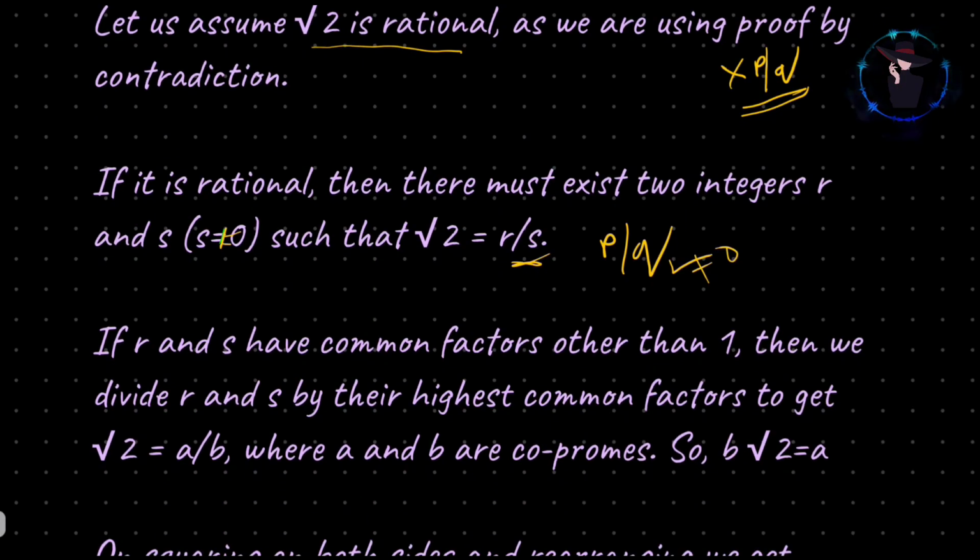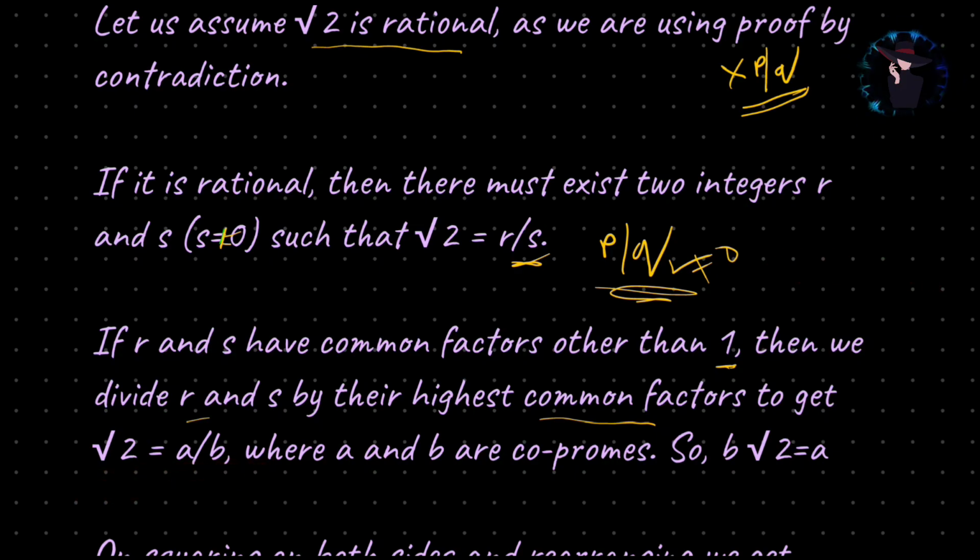If r and s have common factors other than 1, then we divide r and s by their highest common factor. What does this say? Let us assume that this p by q has a common factor other than 1. Suppose it has 2, 3, 4 or 5, any other common factor. So we need to divide, meaning cancel, r and s, p and q, to get the smaller form.